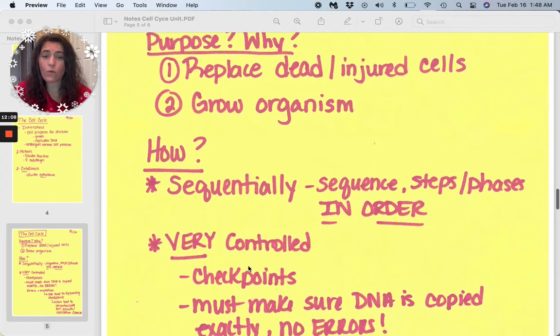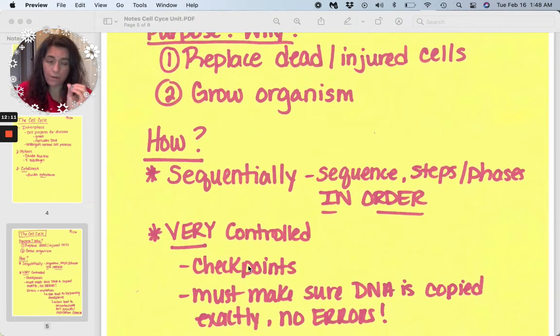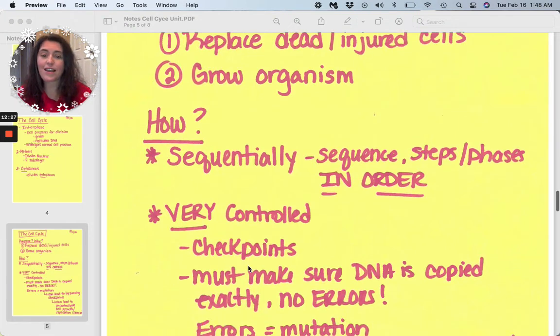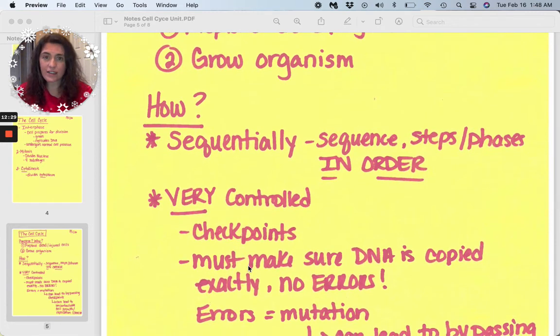And the reason why they do this is that we want to make sure that that DNA is copied exactly. We do not want any errors. No errors in the DNA. You want to make sure that every cell gets the proper amount of DNA, and that DNA is exactly what it should be. Because the thing is that errors in the DNA are what we call mutations.